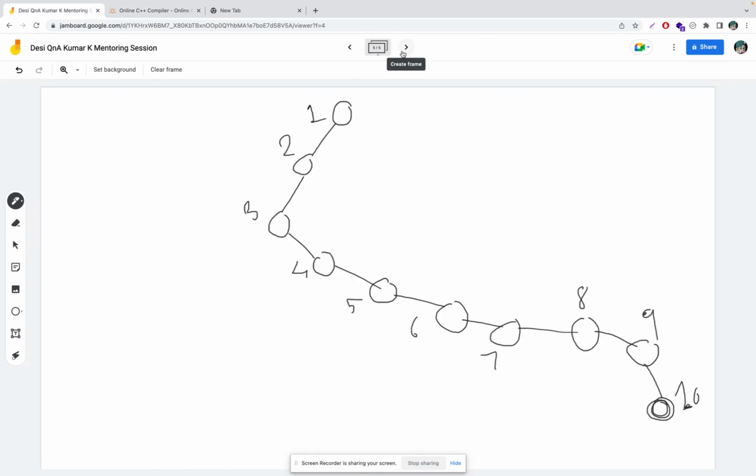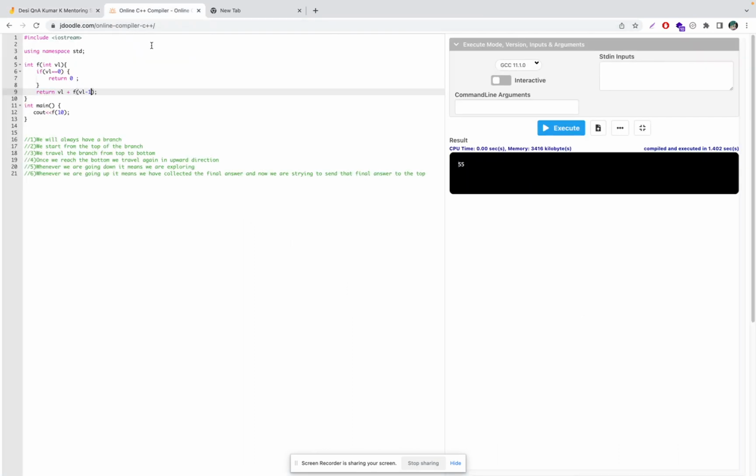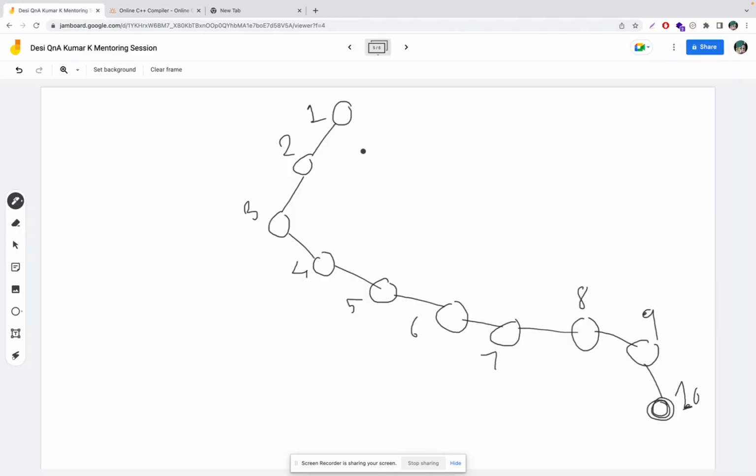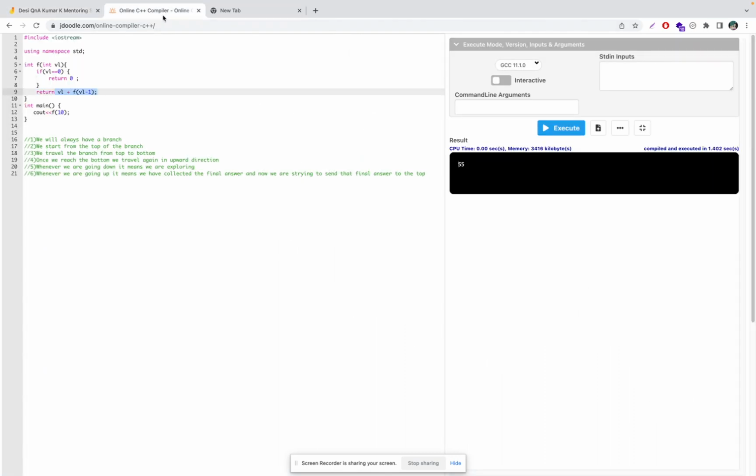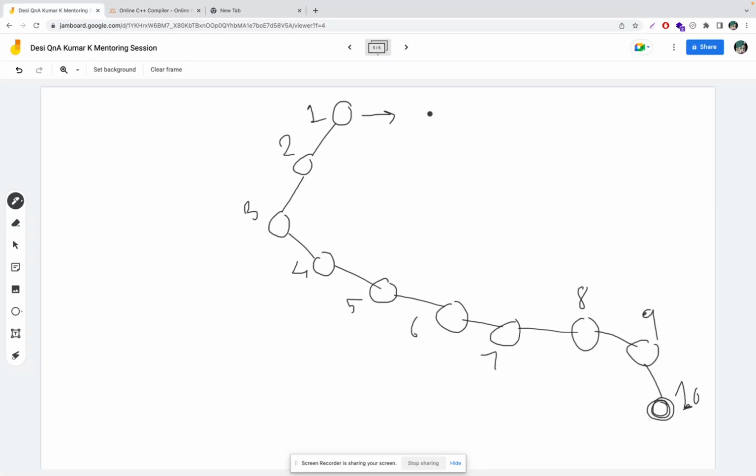Basically we are at node number 1. At node number 1 we are returning vl plus f of vl minus 1. So what will be the value at node 1? Let's try to figure out. What is the value of vl? That is the most important thing. Vl is 10. So 10 plus f of 9.